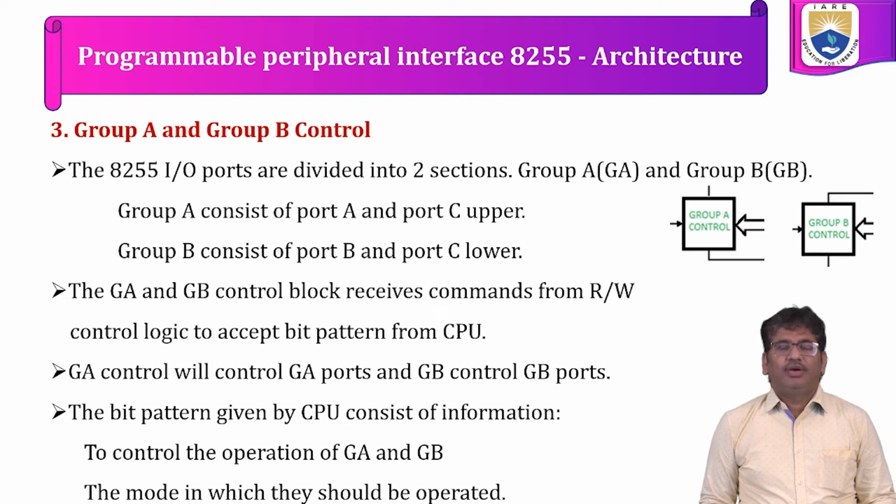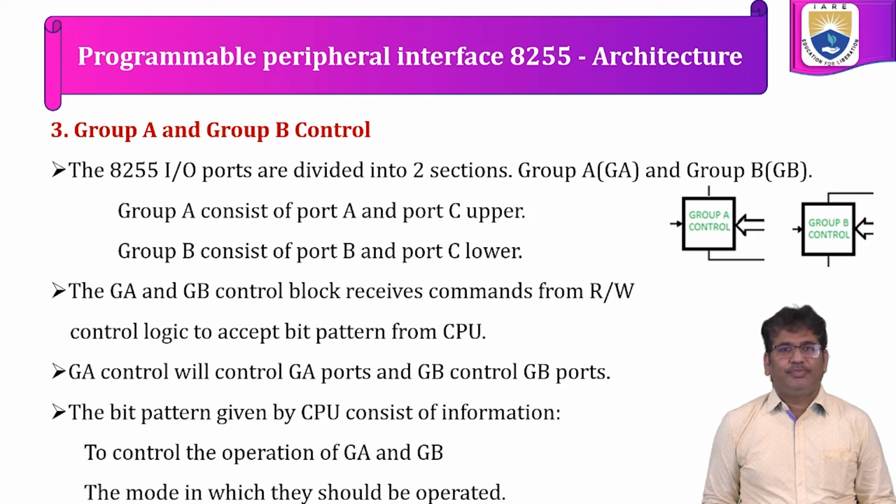The next block is Group A and Group B control. The 8255 IO ports are divided into two sections, that is, Group A, which we refer to as GA, and Group B, which we refer to as GB. Group A consists of port A and port C upper, whereas Group B consists of port B and port C lower.